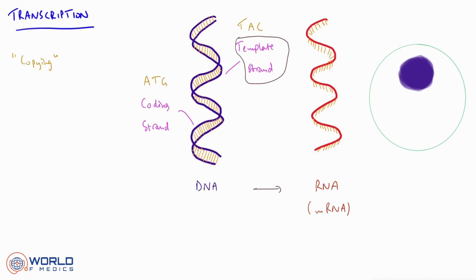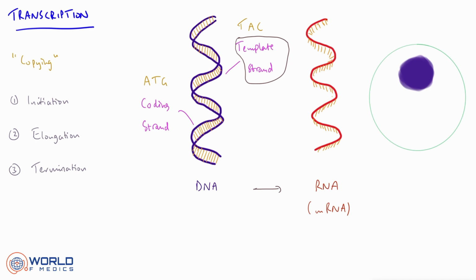Now, transcription itself has 3 steps, if you like. The first of these steps is something called initiation. And that's pretty self-explanatory, right? Initiating means just starting the process. The second step is called elongation. So once the process has started, the RNA strand is just becoming larger and larger. And then the last step is termination, when the whole process stops and the mRNA molecule is essentially finished.